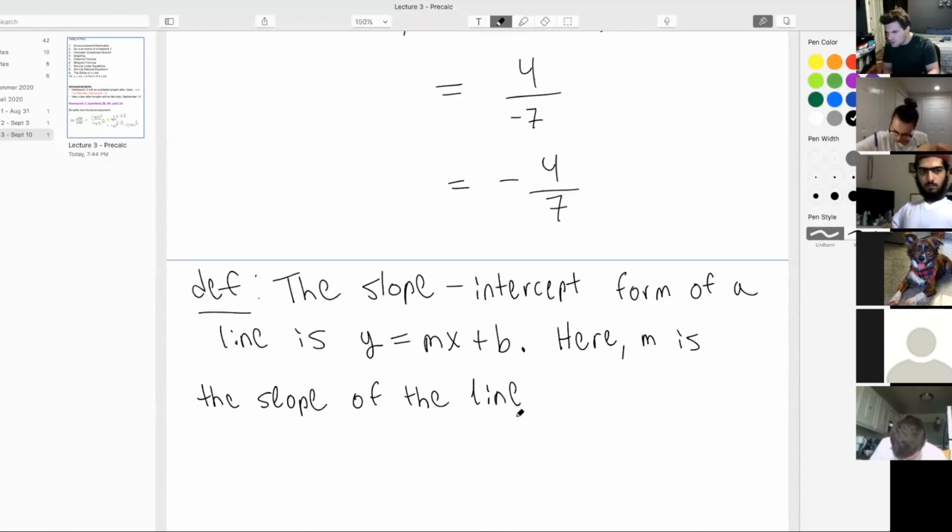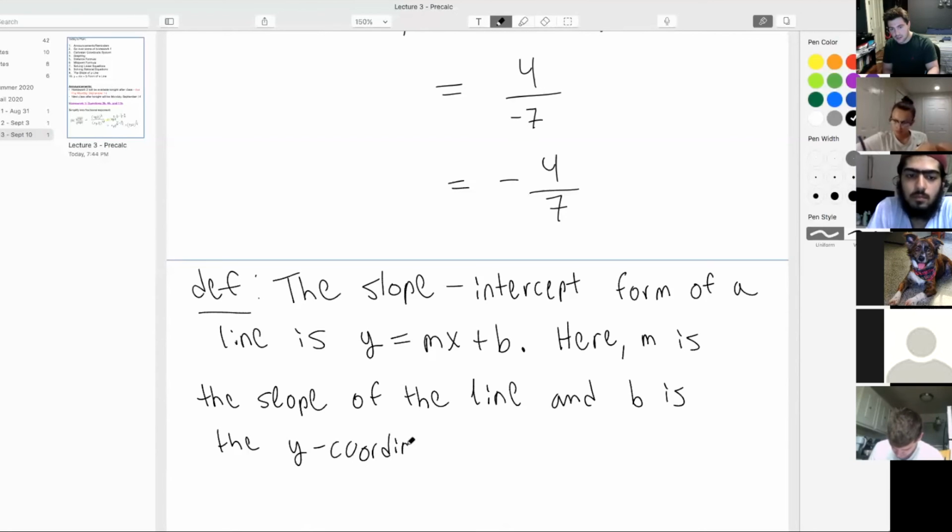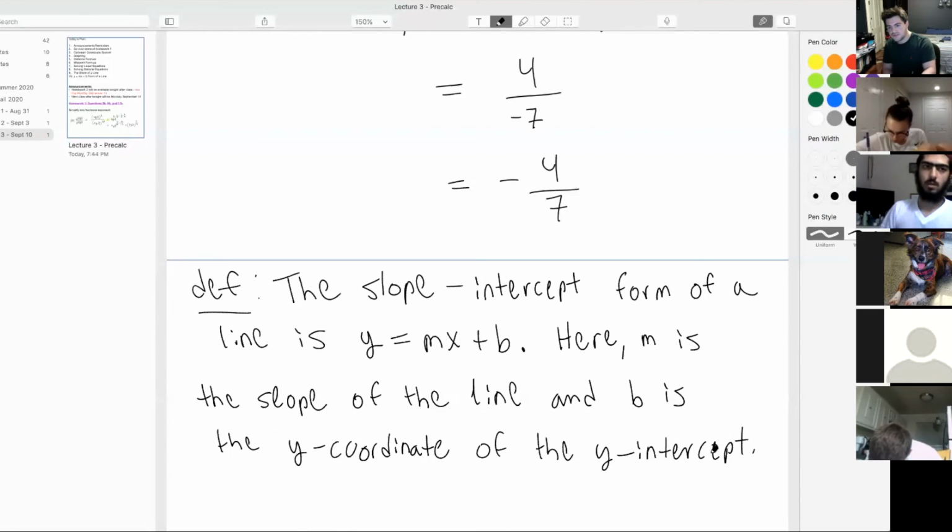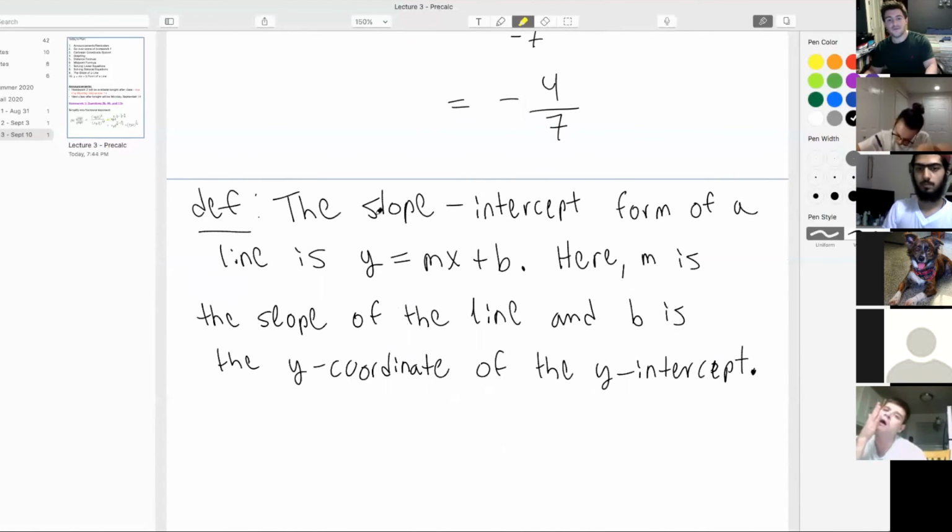And as Saeed said earlier, b is the y coordinate of the y-intercept. Okay, so this should seem very familiar. At least the phrase itself, y equals mx plus b, that should kind of ring some bells in your head from your past, hopefully. So this is called the slope-intercept form of a line. You can see why it's named that, because the slope and y-intercept are both present in this form of a line.